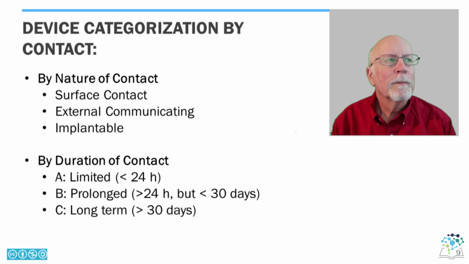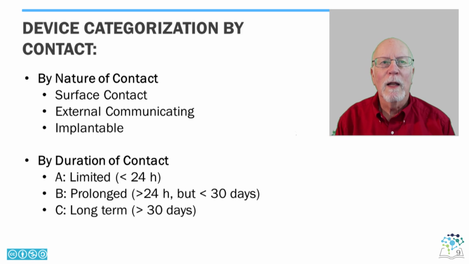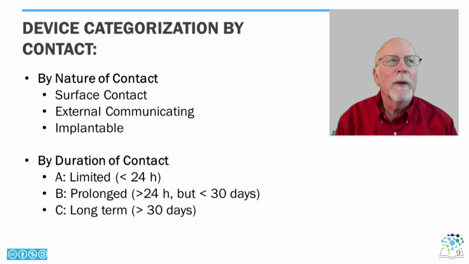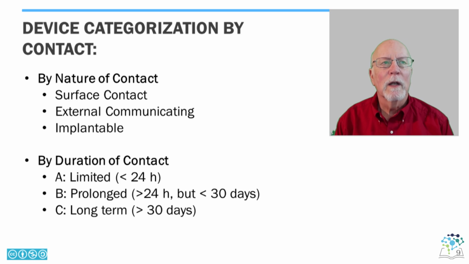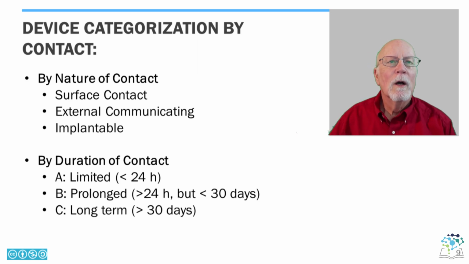Slide 9. When we classify devices in order to design the testing panel for biological evaluation, we will primarily focus on the direct and indirect contact portions, and we will further characterize the devices by the nature of the contact. An example of surface contact would be a surface probe or monitor for a transmitter.